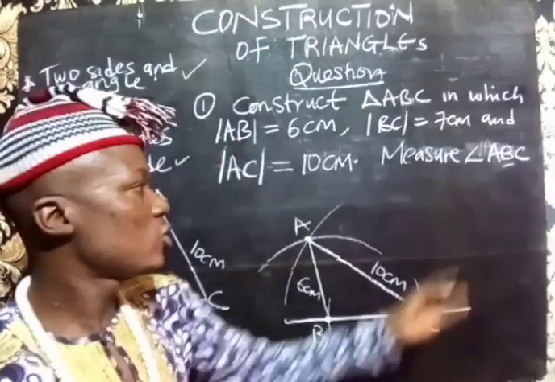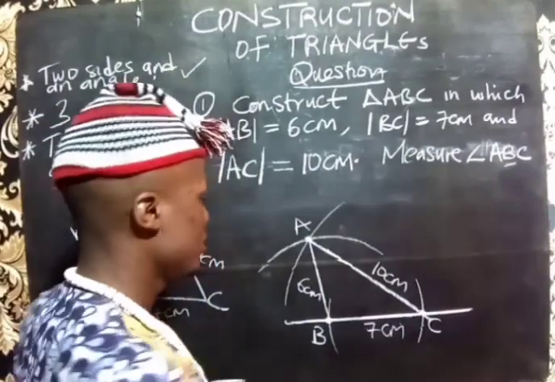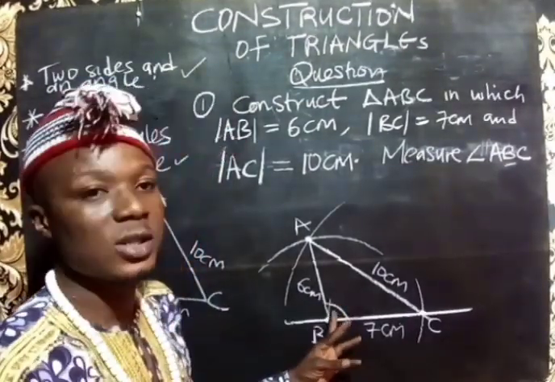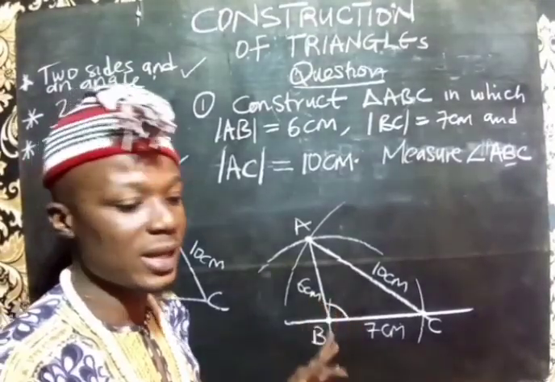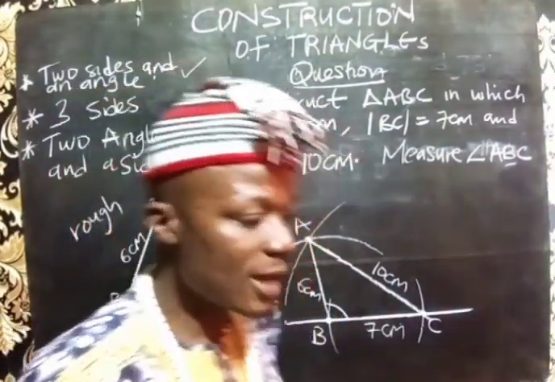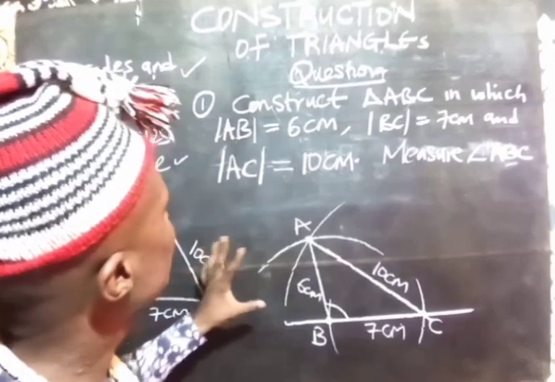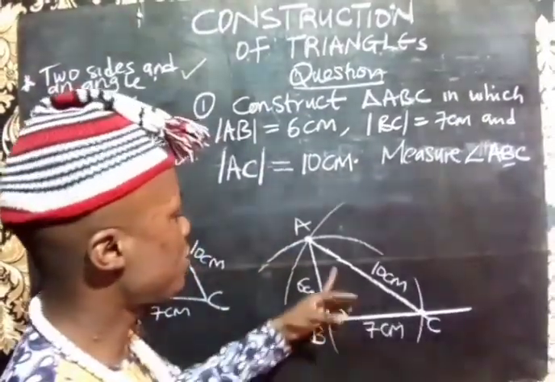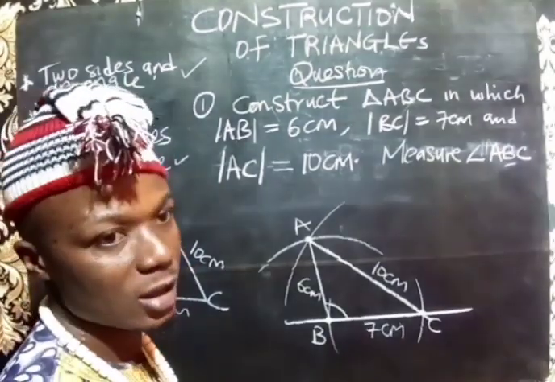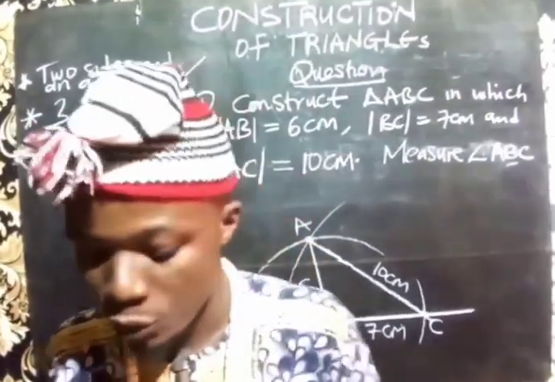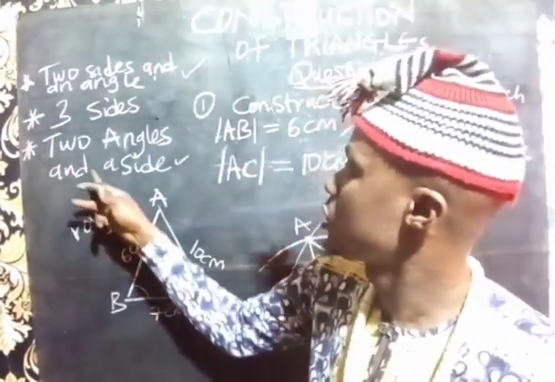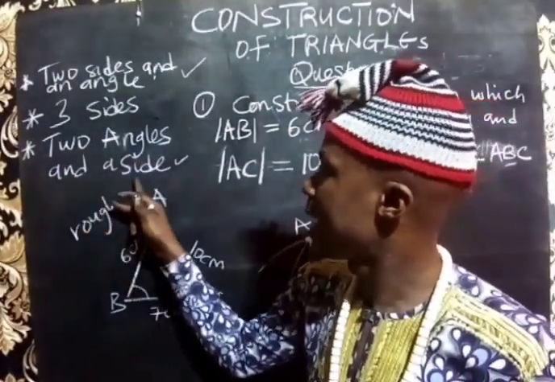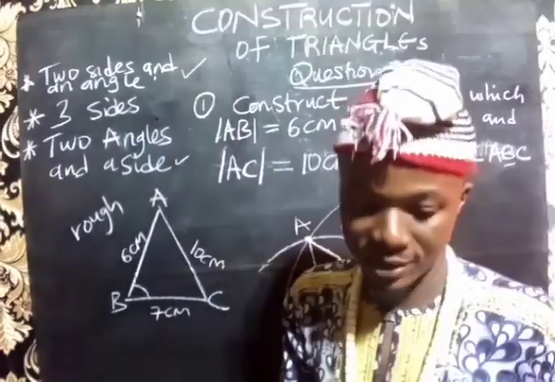Now, they told us to measure angle B, so use your protractor and measure this angle. Whatever it gives you is the size of angle B. So you can now see that it is quite simple to construct a triangle when no angle is given at all and you have the three sides given. Okay, now let's take the last question, whereby we shall be asked to construct a triangle when two angles are given and a side is given.